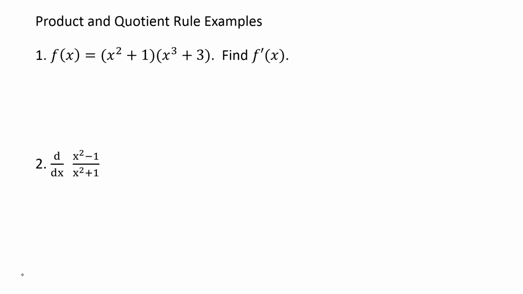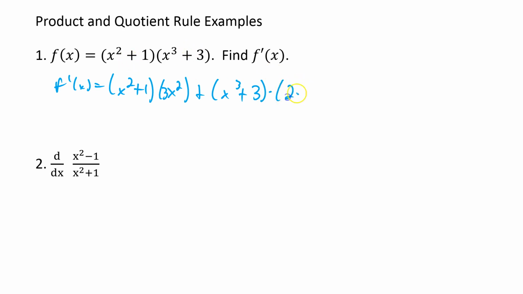So let's try the product rule first. So we've got the product of two functions. We could FOIL this out, but we're going to use product rule to do this. So foggy Goffey, if you will. I'm going to leave the first function alone, so f prime of x: leave the first one alone, x squared plus 1, multiply by the derivative of the second, that's 3x squared. Plus, now we're going to leave the second one alone, x cubed plus 3, and multiply by the derivative of the first, which is 2x.